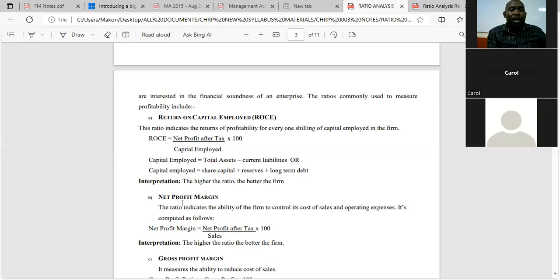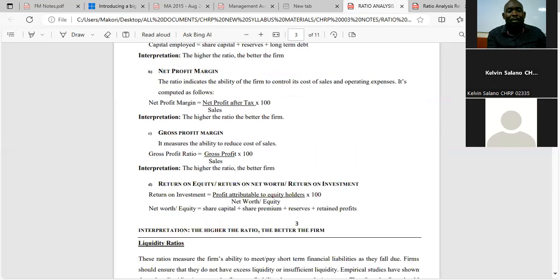Then we have got the net profit margin. Simply take the net profit for the year, you divide by sales, you make it a percentage, you multiply by 100%. We also have the gross profit margin. The gross profit divided by sales.